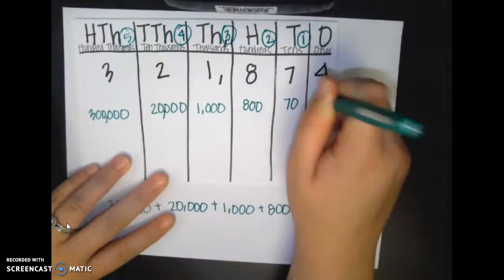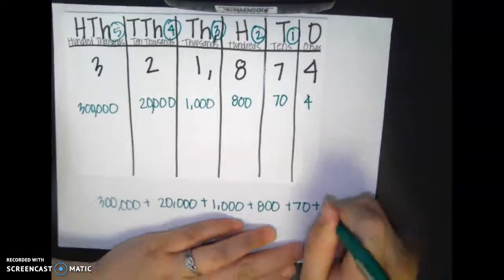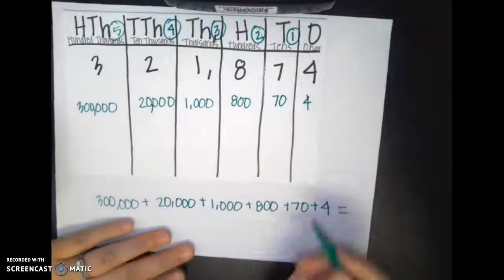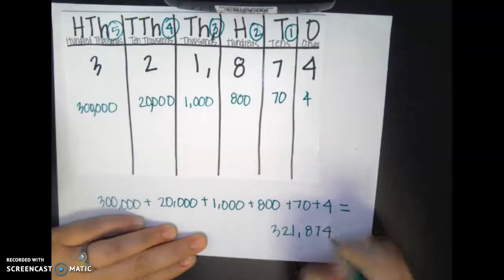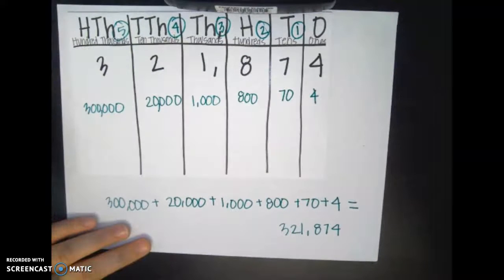So then you would just write this. I didn't do this one earlier because there's no zeros there. Equals 321,874. And that's how you do expanded form.